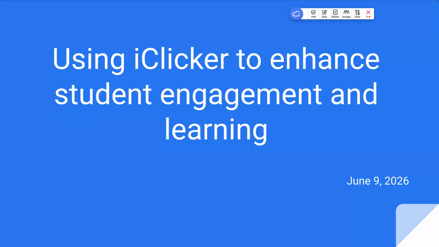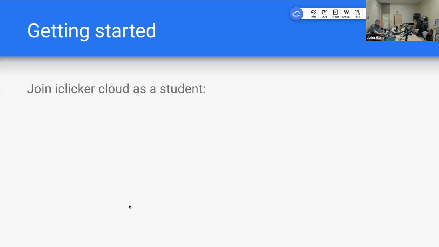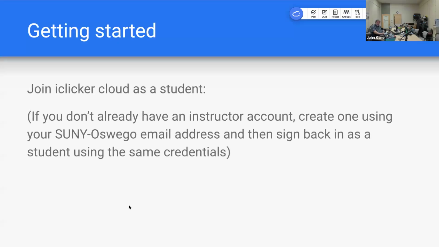I do. Yep. Okay, so we're going to talk a little bit about how this is used, but we'll also be trying it. So what I'd like you to do is first join iClicker Cloud as a student. Now, if you don't have an account, go to iClicker.com, use your SUNY Oswego email address, create your instructor account. It's free for an instructor's account. And when you create a student account connected to that using the same email address, that's also free. So there's no cost to the institution of the instructor's use of iClicker.